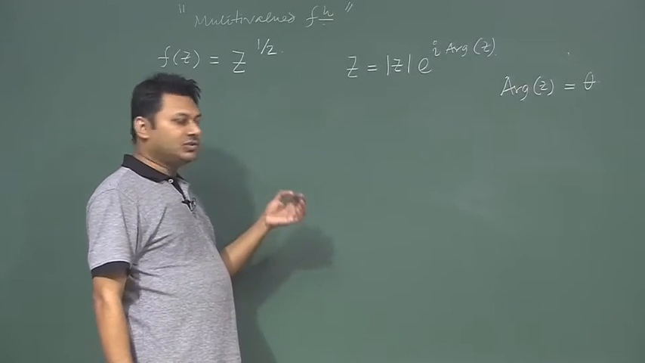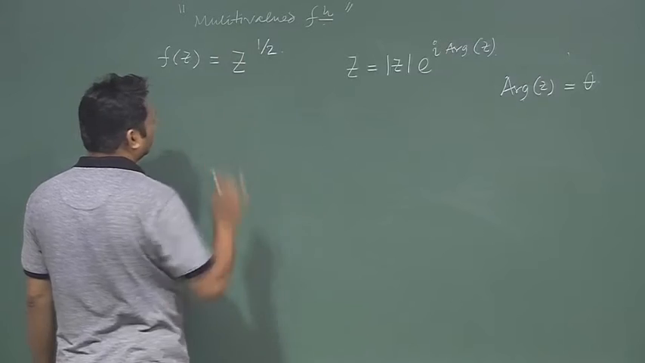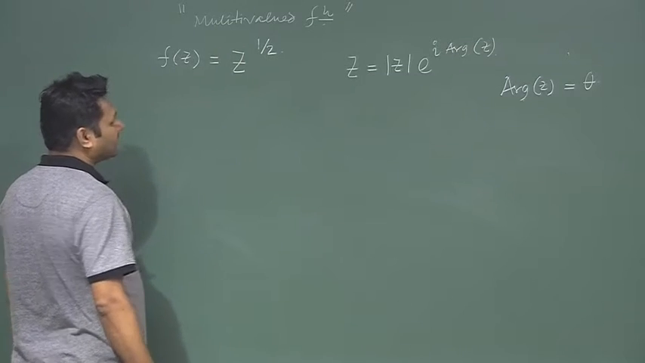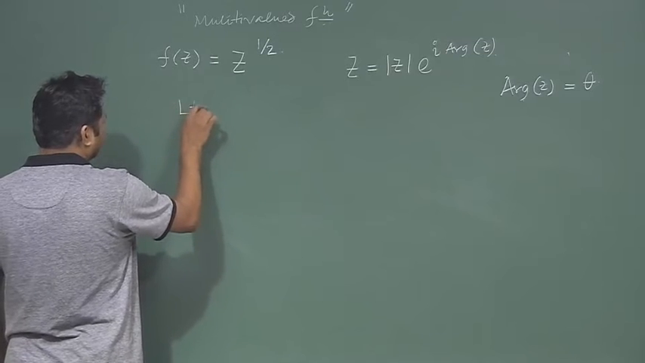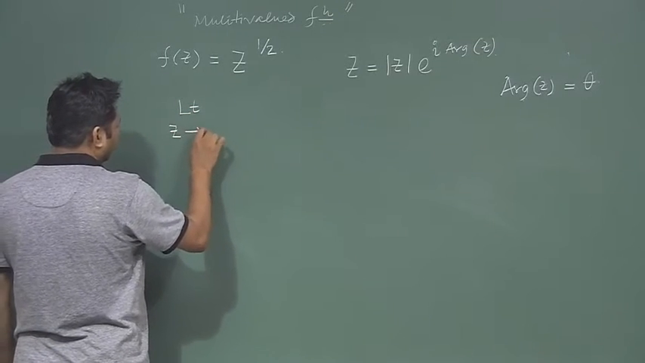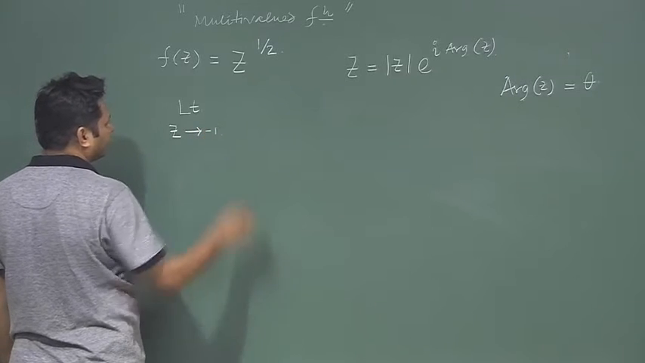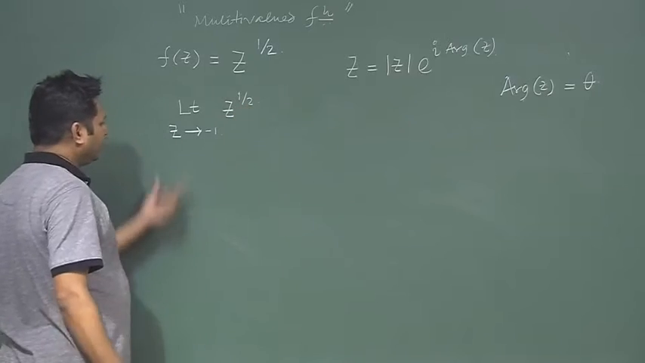Now, this limit actually gives something quite different here if I try to find out what is the value of the multivalued function at certain limit. For example, if I want to find out this limit, z tends to say minus 1, z to the power half. What is the meaning of that?